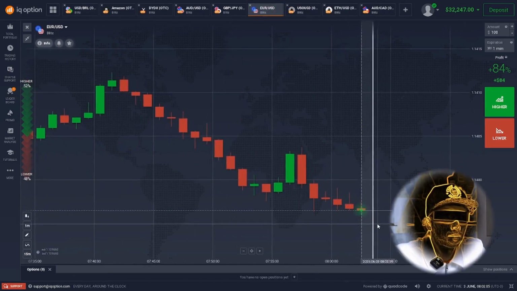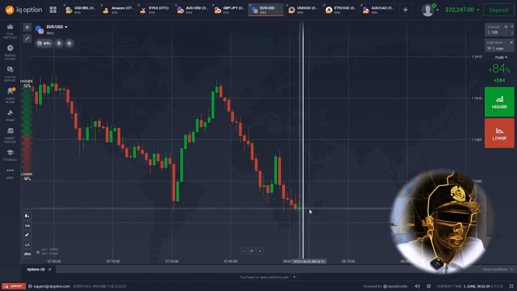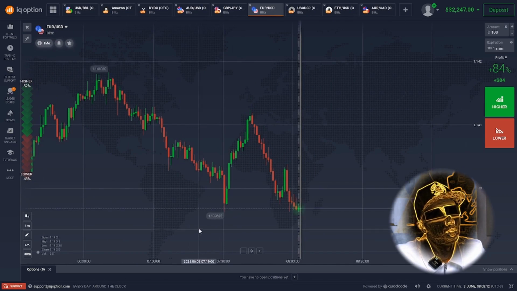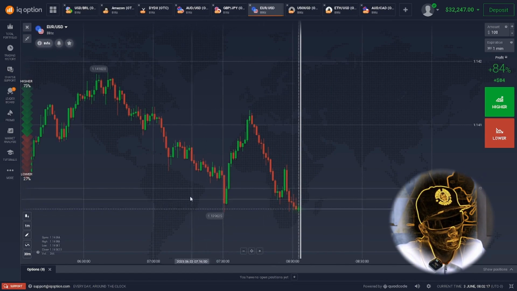Excellent. We've made another trade. So, as you can see, the price didn't bounce here. But there's a high chance that it will bounce. That's why it's better not to enter trades where the price comes too close to this level.